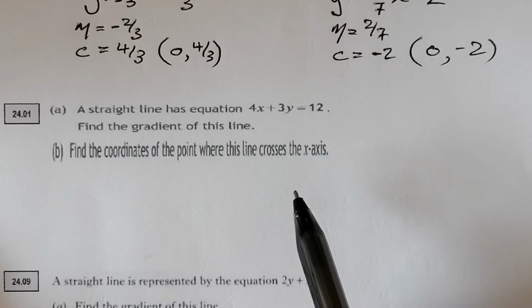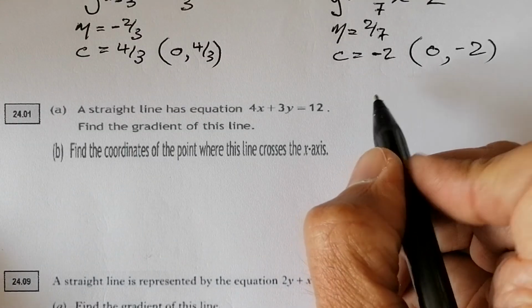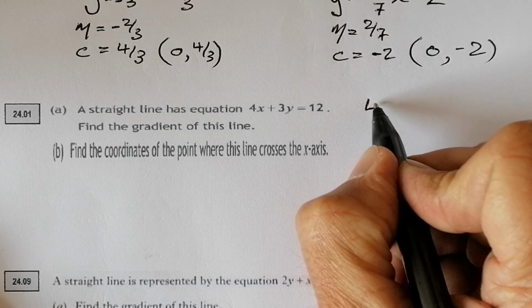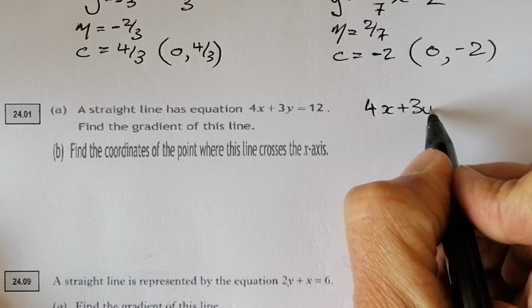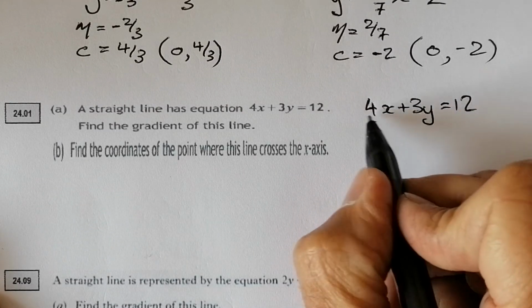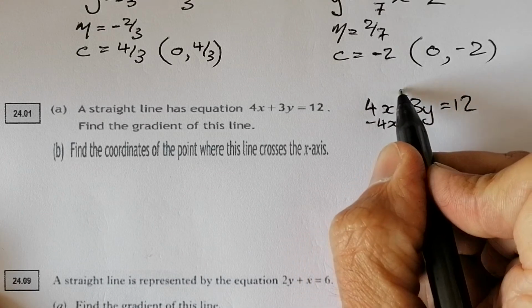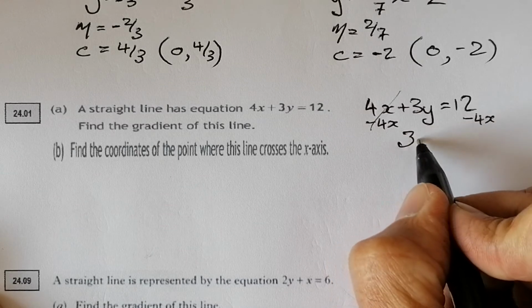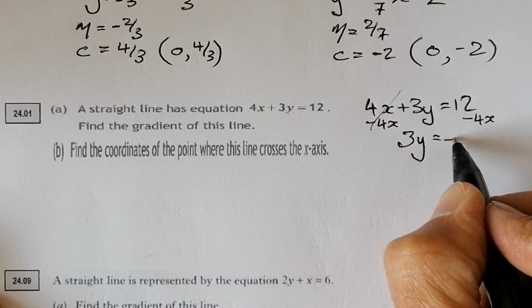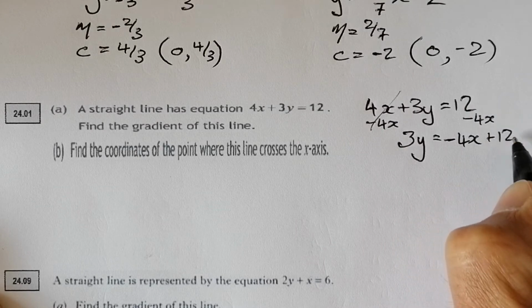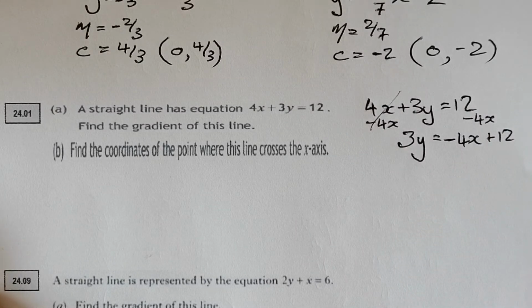So let's go and find the gradient of it. We're going to change it into y equals mx plus c. Okay, so I'm going to start off with 4x plus 3y equals 12. Okay, so what we'll do from there is we'll take away the 4x, which will eliminate that part. Take away the 4x from that side and rewrite it. So it's 3y is equal to negative 4x, because I'm writing the x part first, and that's plus 12. So it's very similar to what we've been doing up above.